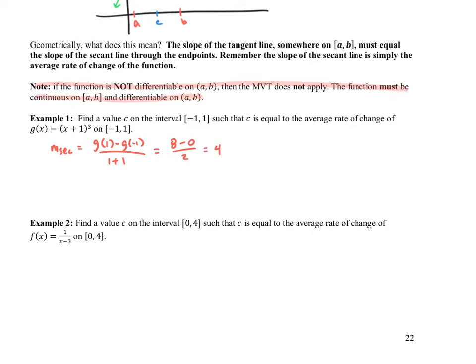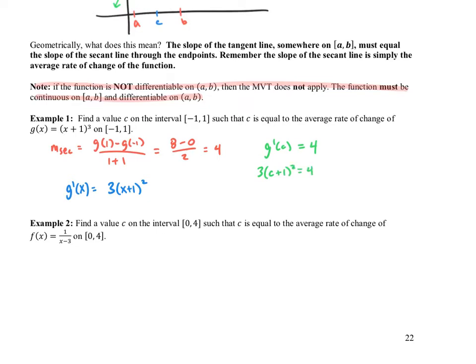Now let's calculate the derivative of g. So g prime, using the power rule, is 3 times the quantity x plus 1, squared. Then we set up our mean value theorem equation: g prime of c is equal to 4, for some value c on the interval a to b for which the average rate of change is equal to the instantaneous rate of change. We're going to simply solve this. So we have 3 times the quantity c plus 1 squared equal to 4.